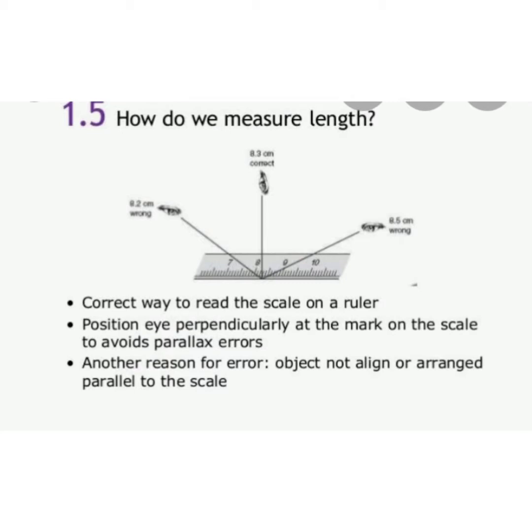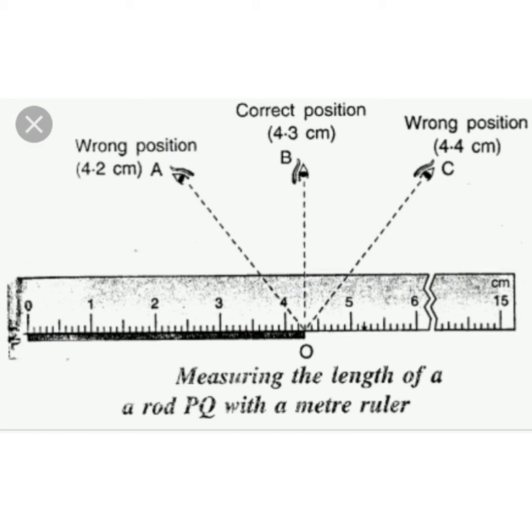Next, what is parallax error? Parallax error is an error in reading an instrument due to the eye of the observer and pointer not being in a line perpendicular to the plane of the scale. To avoid this parallax error, eyes should be in a straight line.